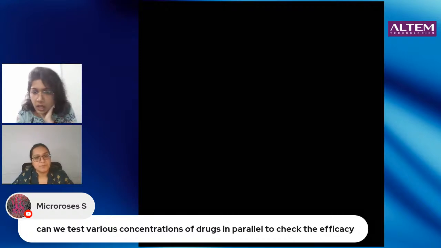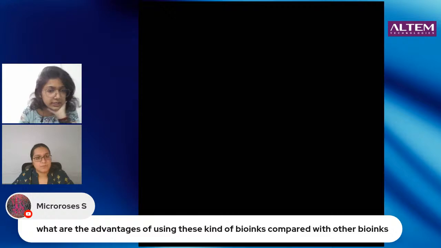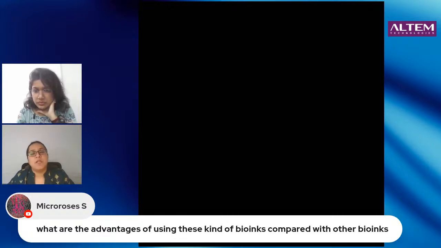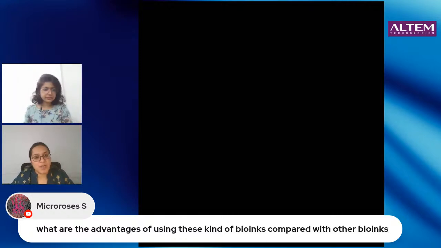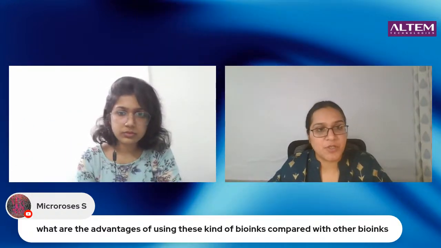All right. Another question: what are the advantages of using these kinds of bioinks compared to other bioinks? I think they mean distinctly about the material you have used versus the general set of materials. Here, we have tried to keep in mind the specific stringent requirements of a tissue. So it's not about the bioink alone. You have to match the bioink properties with the tissue that you are looking for. It may be for a regenerative purpose, or it may be for an organ-on-chip platform.